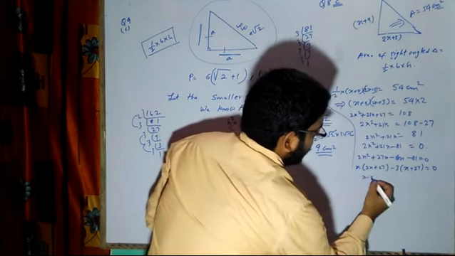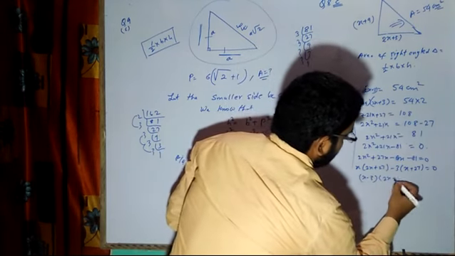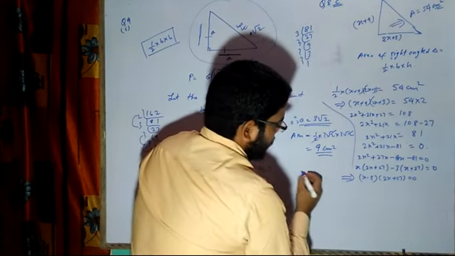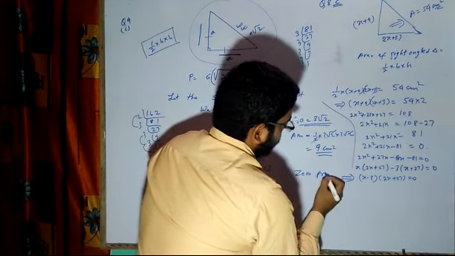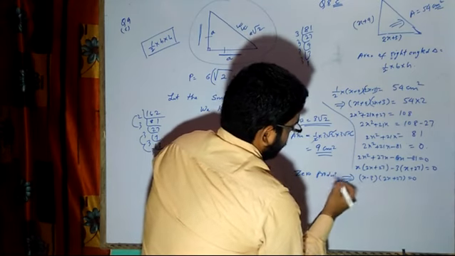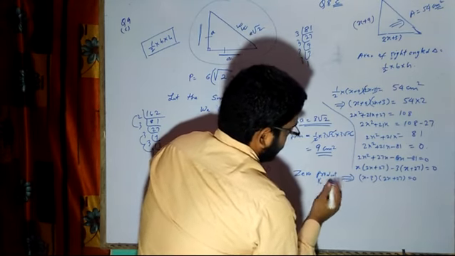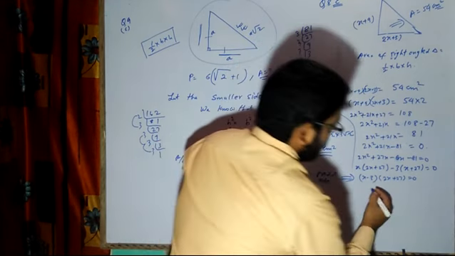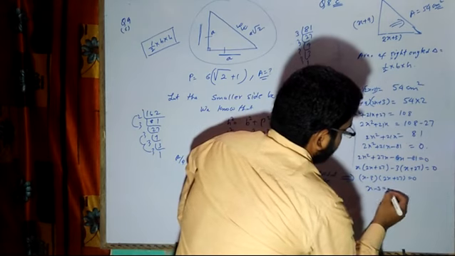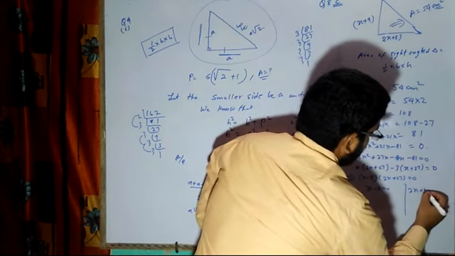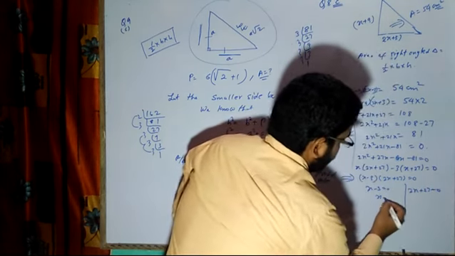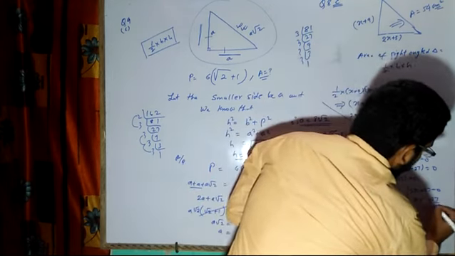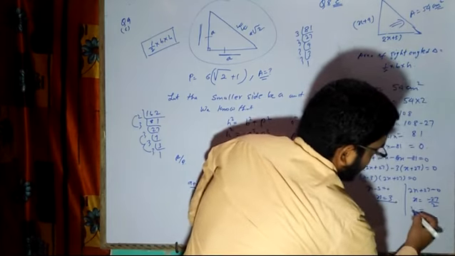So here I will have (x − 3)(2x + 27) = 0. This is called the zero product rule. I think I have discussed the zero product rule. So from here x − 3 = 0 or 2x + 27 = 0. So I will get x = 3, and from the other I will get −27 upon 2. That means it is on the negative side.